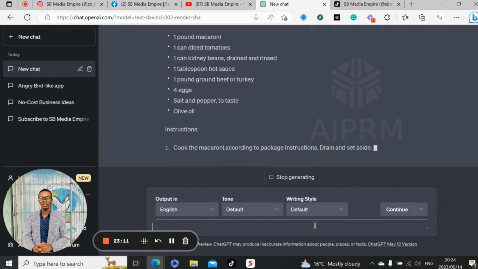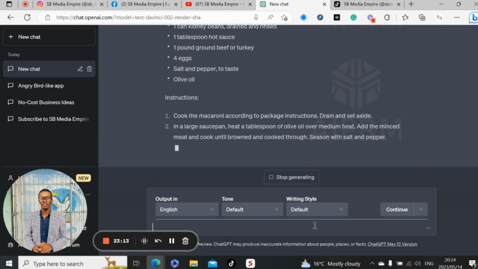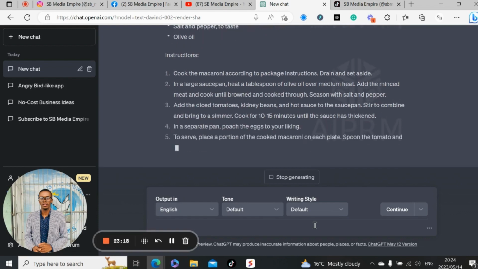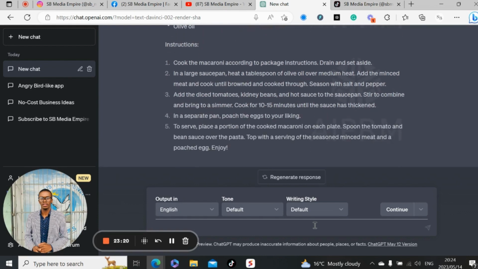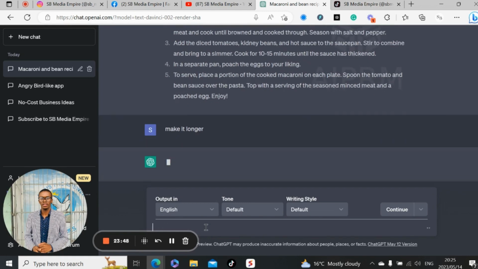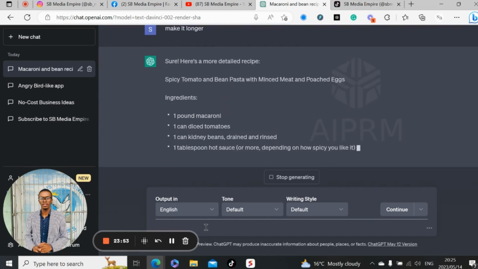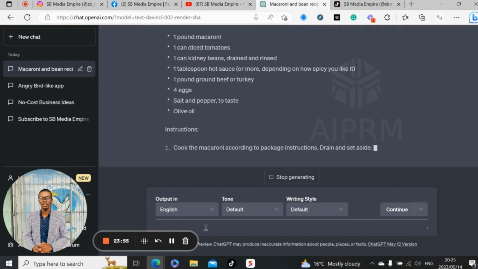This is it. Check this out. Look at that. It's telling you how to cook this. So look at that. Let me just say, now that's it.